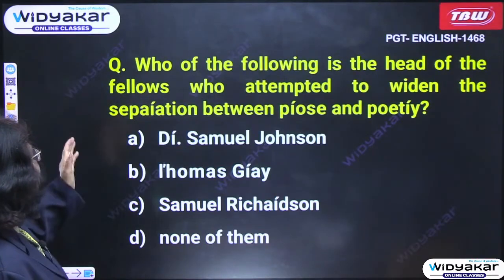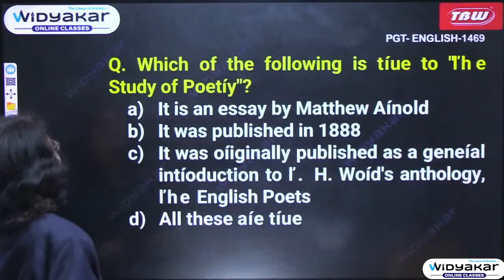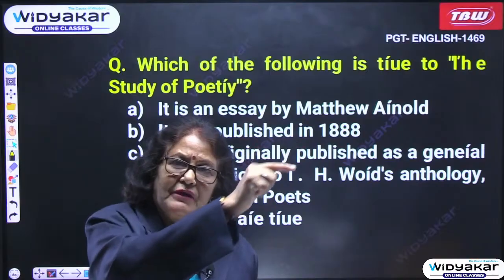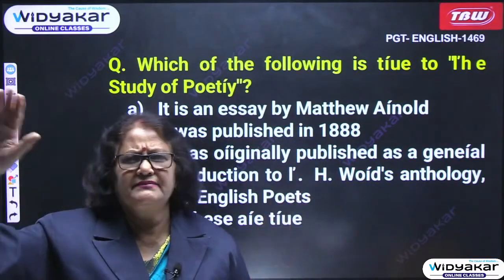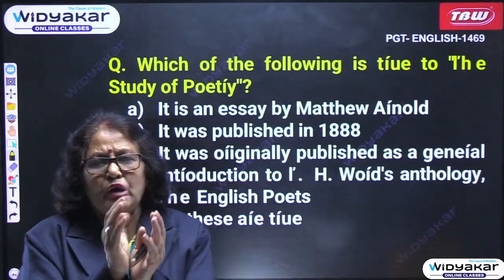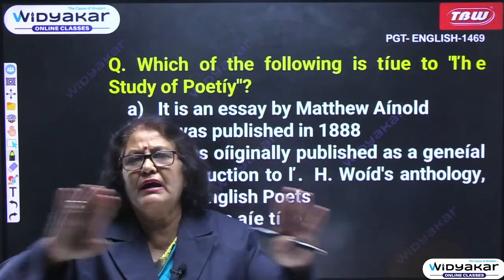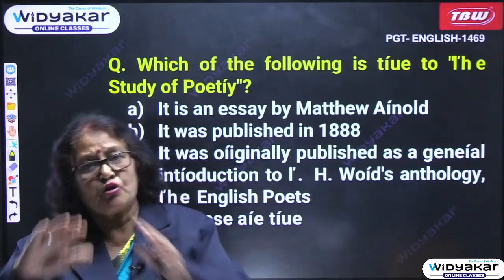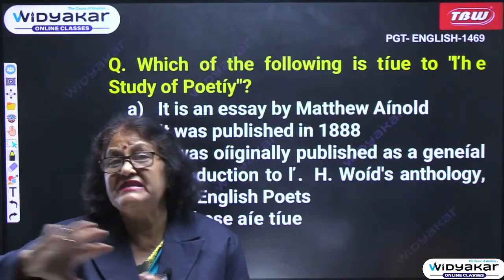Who of the following is the head of the fellows who attempted to widen the separation between prose and poetry? It is Dr. Samuel Johnson. If you look at the development of poetry, in Elizabethan poetry, imagination, feeling and passion ran high. Then in the 17th century, John Donne had what T.S. Eliot called unification of sensibility, thought and emotion fused. Then it became dissociation of sensibility. Thought and feeling got separated. In the Romantic 18th century, only reason, no feeling. In Romantic poetry, only feeling, no thought, no reason. So T.S. Eliot said there was dissociation of sensibility.